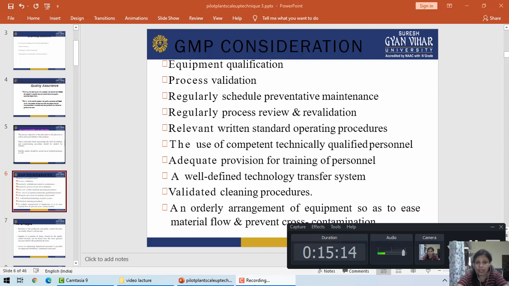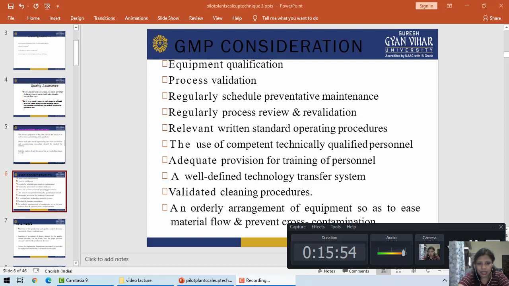Okay. Now, validated cleaning procedure. Not only the validated process or process validation should be there, but as per the GMP there should also be a validated cleaning procedure. If there is no proper cleaning procedure, obviously, because we are dealing with pharmaceutical preparations, problems related to cleaning may occur. So there should be a validated cleaning procedure in the company.